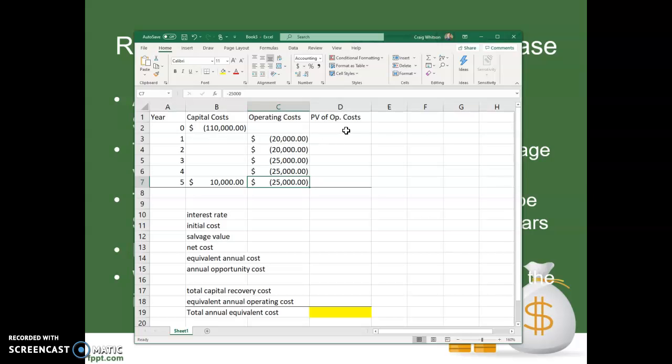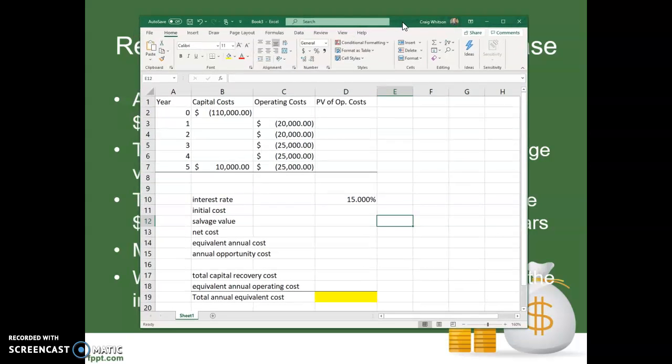So let's take a look at what the present value of the operating costs are, given the fact that we have a 15% interest rate. I'll put that down here. 15% is our minimum attractive rate of return. And so what that tells us is that this company expects to make 15% with all of its investments. So if we don't invest in this project, we're going to invest in some other project that's going to make a minimum of 15%. So let's just keep that in mind.